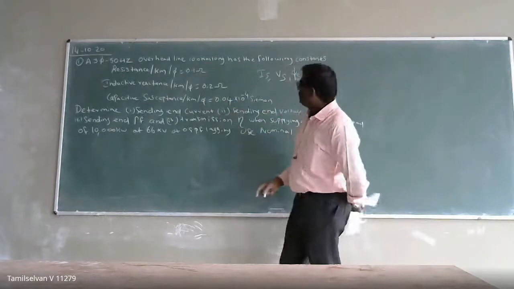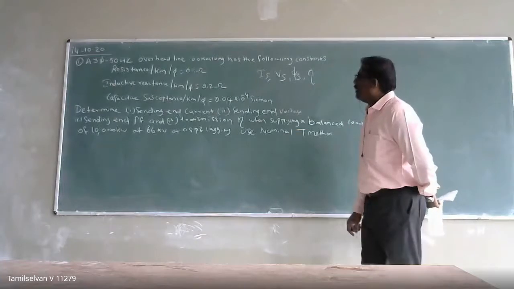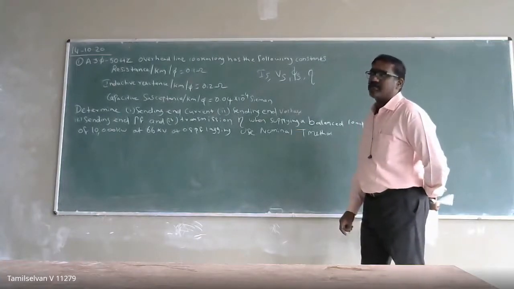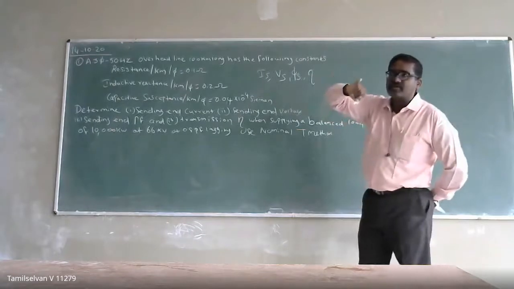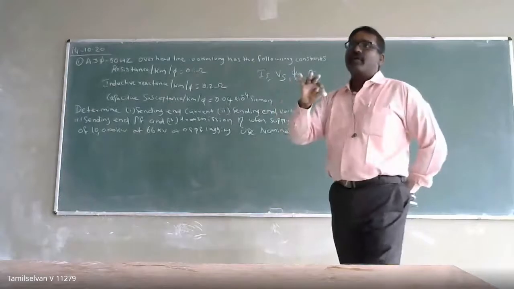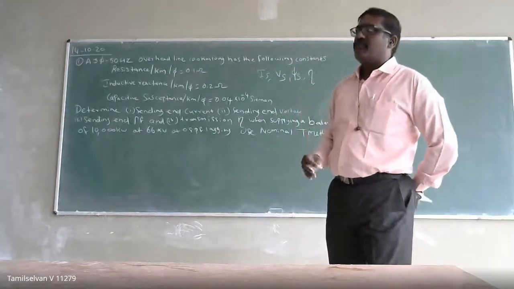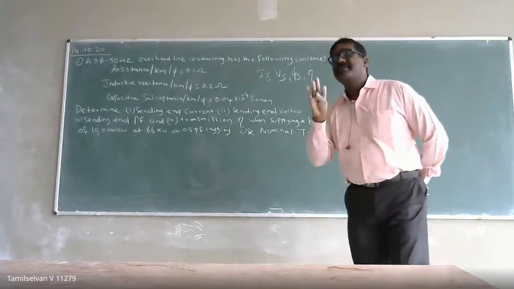Right. But in the theoretical session, we have seen the overhead transmission line performance analysis. For a medium transmission line we can carry out the analysis by 3 methods. Either you can use the end condenser method or the nominal T method and the nominal pi method. Okay, 3 methods are there to analyze your medium transmission line.